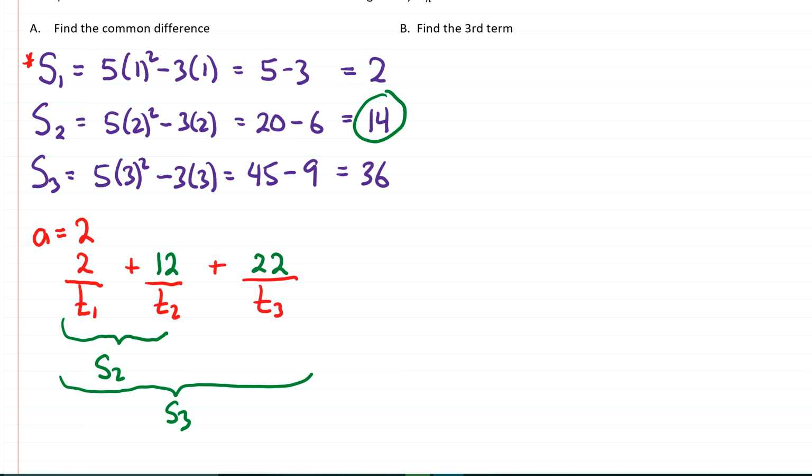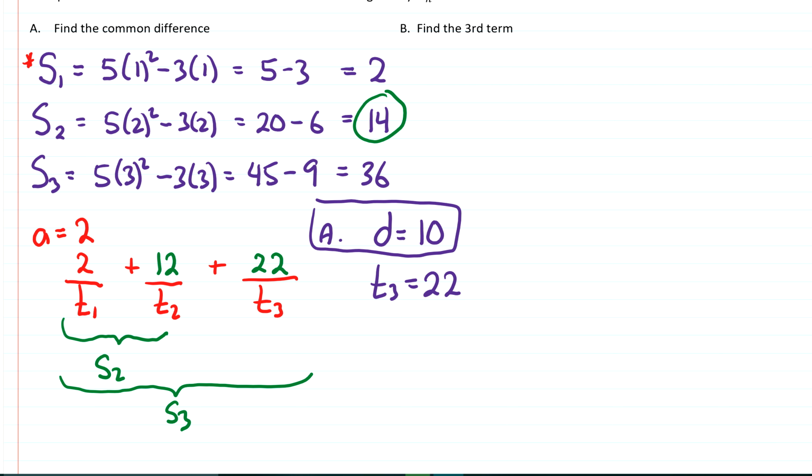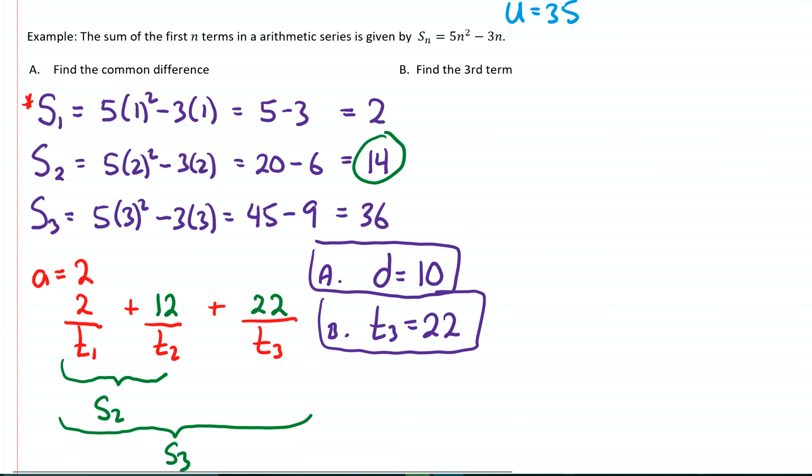So we can see here that this is arithmetic, where we are adding, well, how much do you think we're adding every time? What do you guys think the D value is here? So it looks like we're adding 10 every time, so common difference of 10. And our third term, T3, is equal to 22. So that covers the answer for A. The common difference is 10. And this would be the answer for B. The third term is 22 here. That's a little bit more complicated, a bit more algebraic, but I think you guys can handle that.